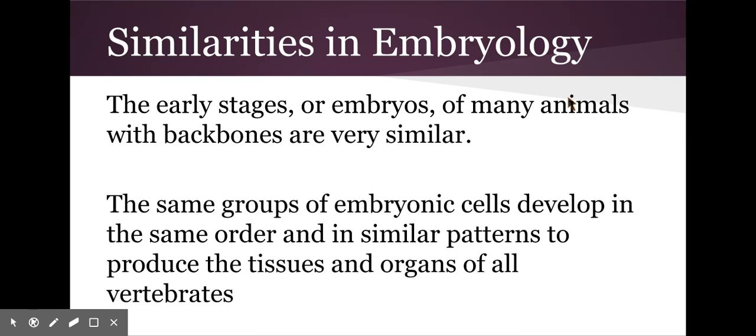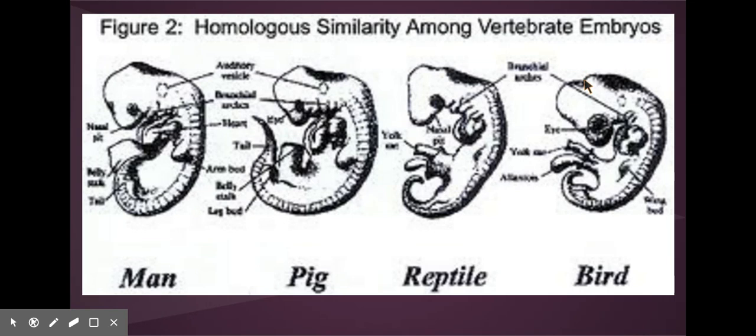So the next thing we want to look at is similarities in embryology. The early stages, or embryos, of many animals with backbones are very, very similar. The same groups of embryonic cells develop in the same order and in similar patterns to produce the tissues and organs of all vertebrates. So when we look at the man, the pig, the reptile, and the bird, they all have very similar structure. They all have a tail. They all have pharyngeal slits. They all have the same kind of head shape. And you can see the vertebrae in all of them. So there are lots of similarities in the embryos.